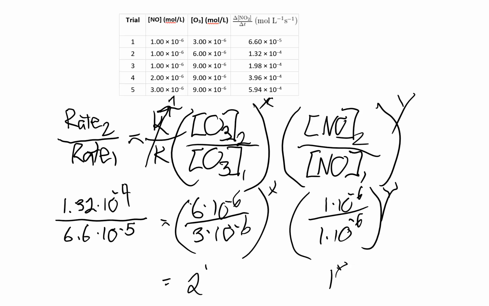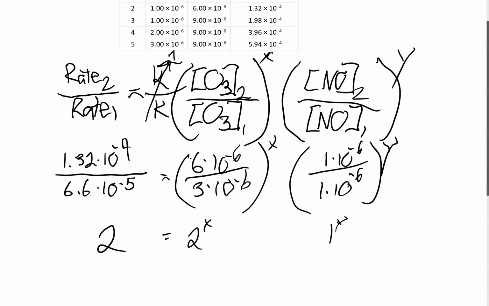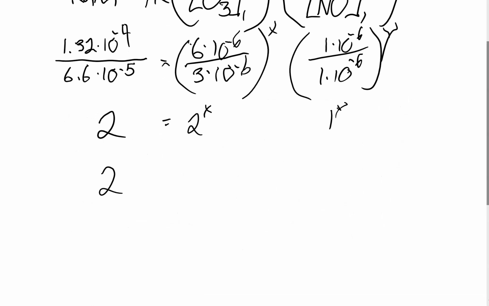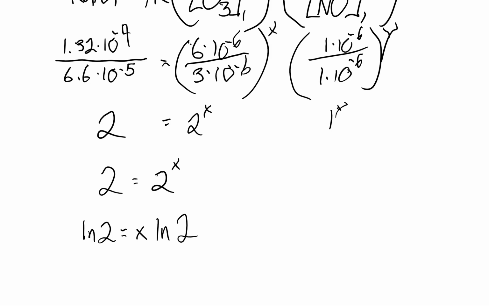Here we've got 2 raised to the x is equal to 2. So I'm going to scroll down a little bit here. We'll find that 2 equals 2 to the x, because 1 raised to any power is 1, and 1 times 2 is 2 to the x. So now we can solve by taking the natural log of both sides. So ln of 2 equals x ln of 2. Solving for x equals 1. So we now know this reaction is first order with respect to ozone.